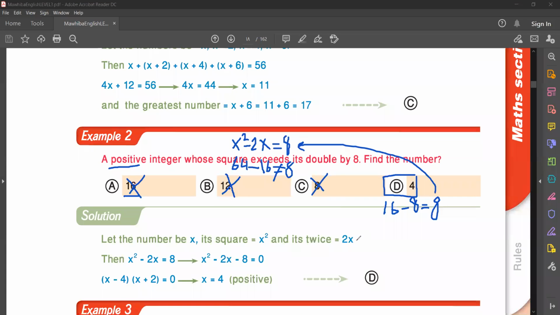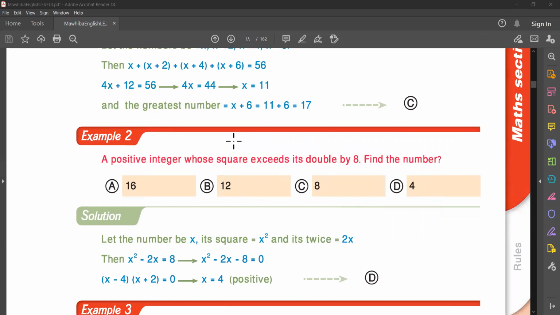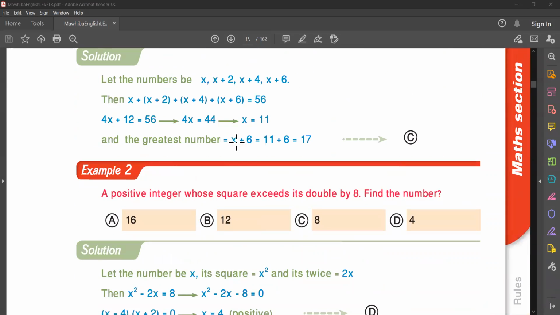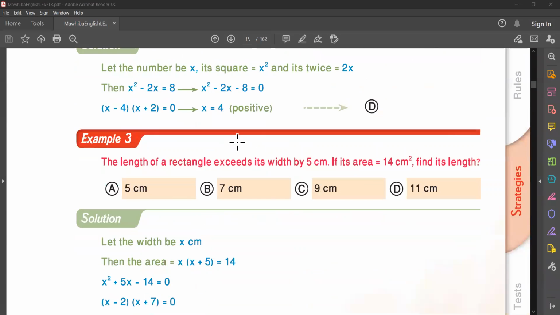You see? All right, Kautham. Okay, is it clear? When I write an equation from the question, I can substitute from the choices. I choose one, then substitute in the question. If you get the correct answer, it is good. Right, good. Okay, example 2 is finished. Example number 3.